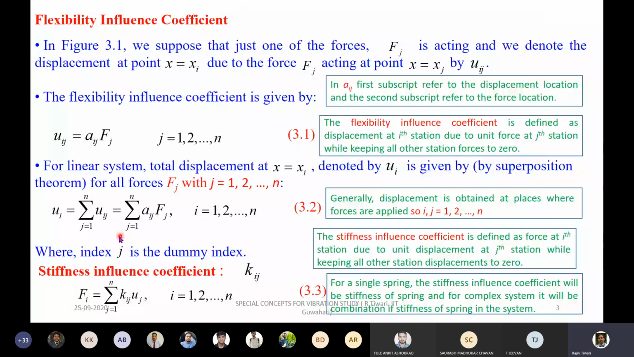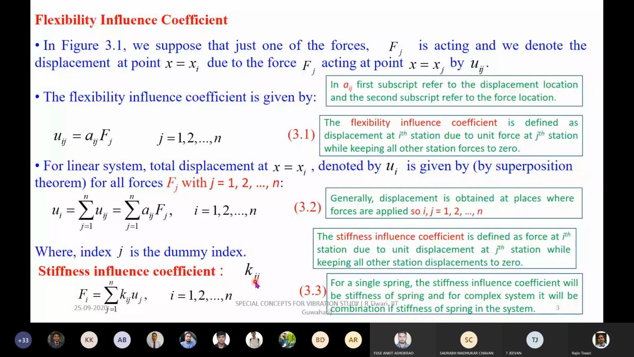But there will not be any general relationship between the Aij and Kij. For problem to problem, we can derive the relationship, or in a very general way, we'll see that they can be related in a matrix form. So now the stiffness influence coefficient. Similar to the flexibility influence coefficient, the stiffness influence coefficient can be defined, which I'm representing as Kij. Flexibility influence coefficient is Aij, and stiffness influence coefficient is Kij.